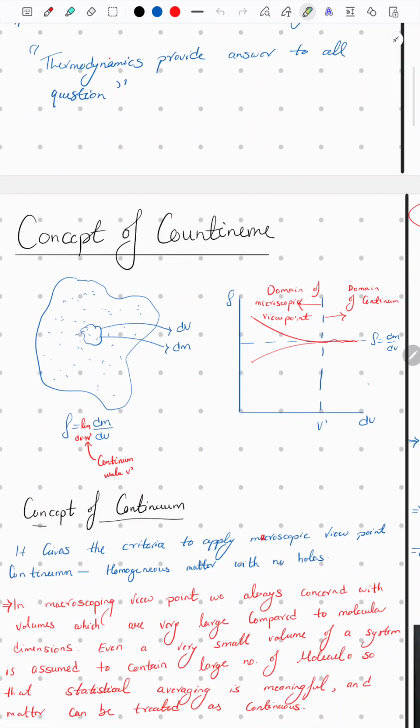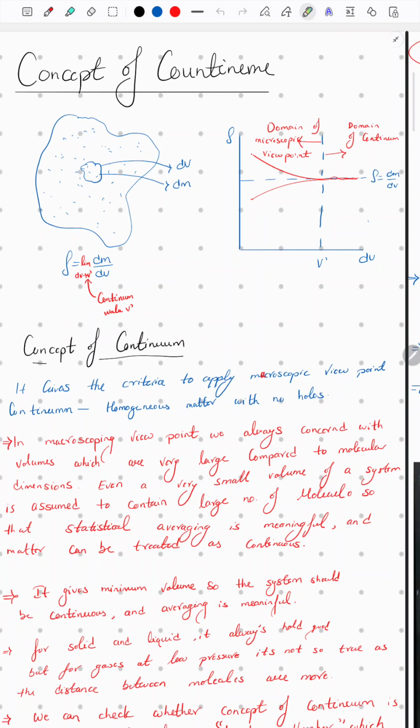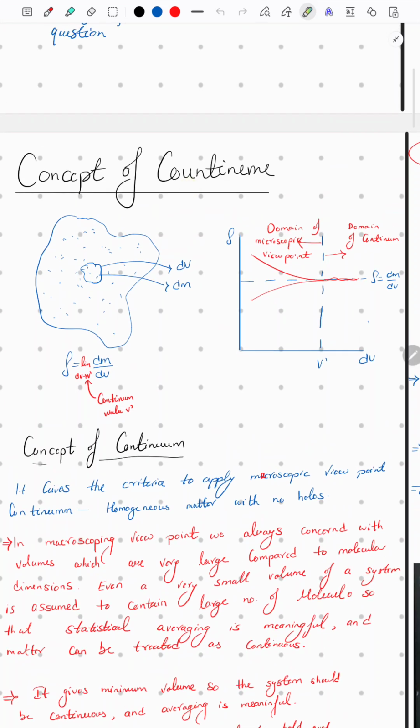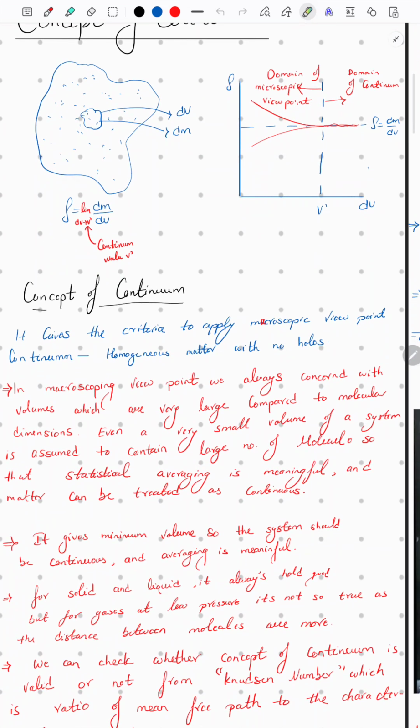Concept of continuum. Now, this is a very important bit. So there is a system. What you are doing is taking a small part out of it, and dV over dm, where dV is the small volume and dm is the small mass. This is the graph of the concept of continuum. We'll discuss it further.